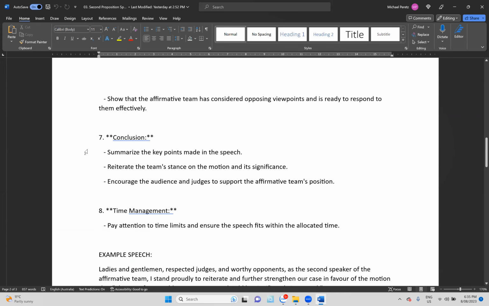We then want to finish off with our conclusion. Summarize the key points made in the speech. Once again, remind the audience what side of the debate you're on and why it's important that they believe you. And then, of course, encourage the audience and the judges to support your team's position.